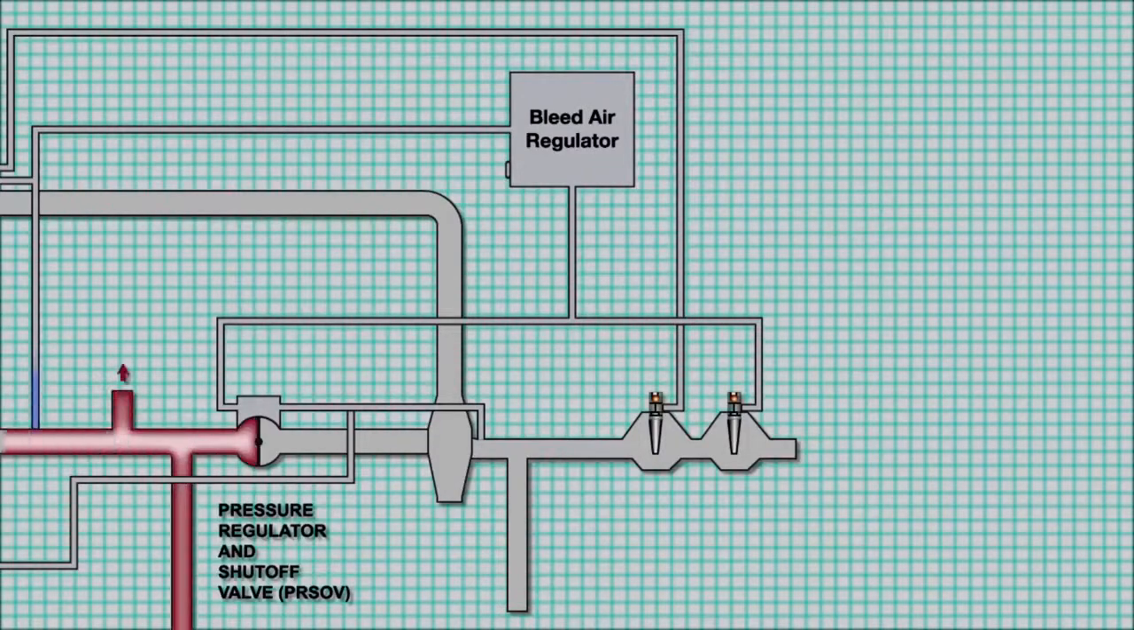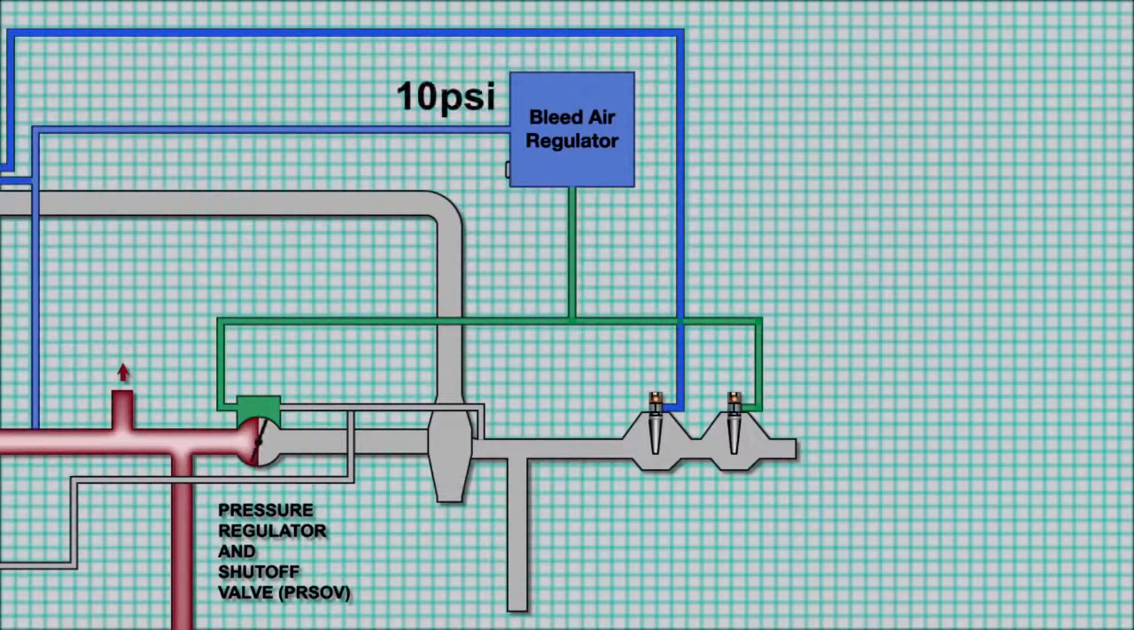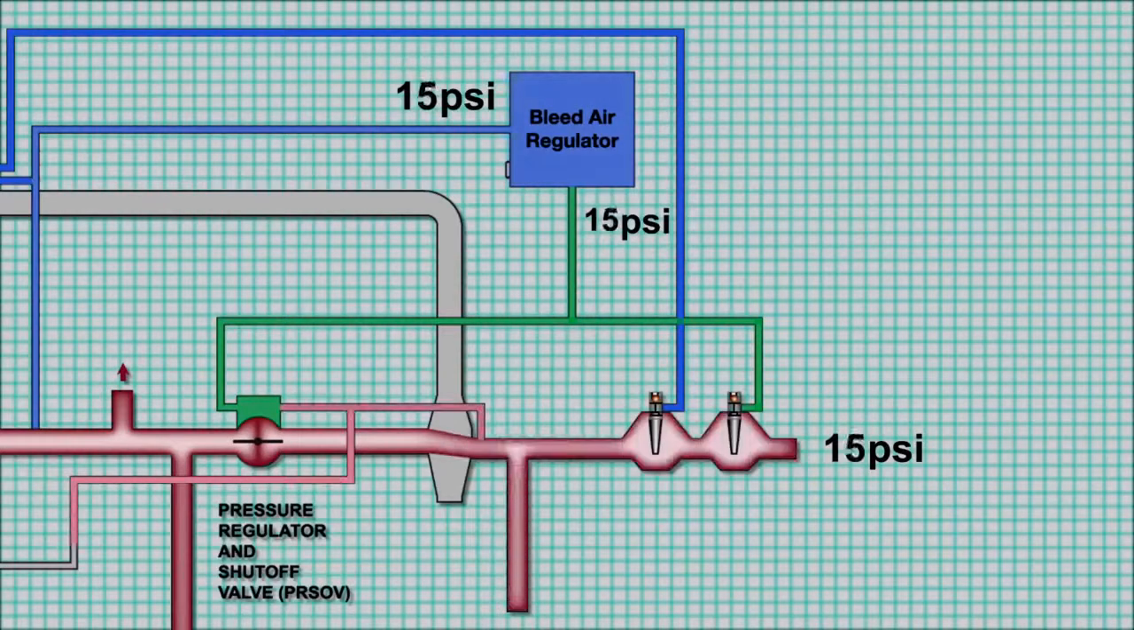When the engine starts, the PRSOV is closed. As pressure reaches 10 psi, the PRSOV is fully open. Note the bleed air regulator regulates the control air to the PRSOV to 24 psi. This is enough to overcome the downstream sense air to the PRSOV and to keep the valve open.